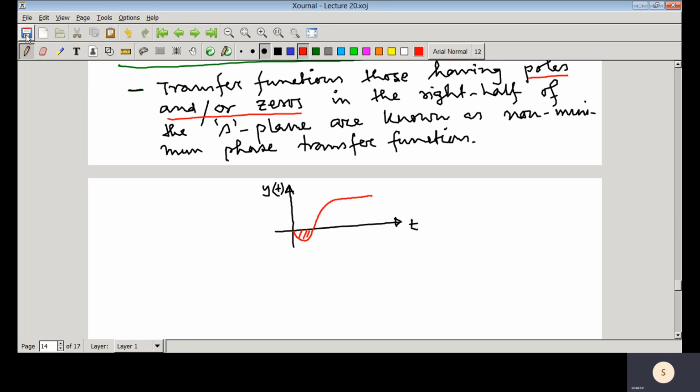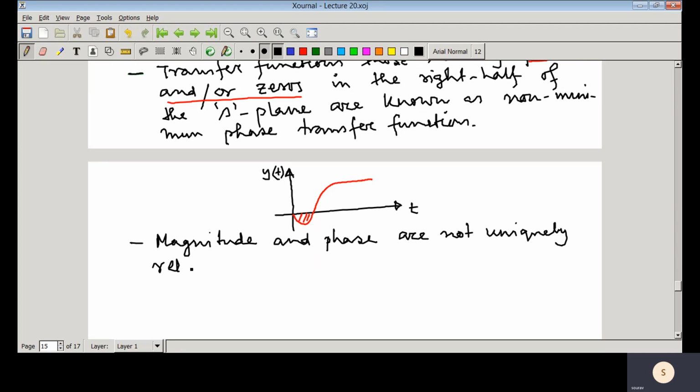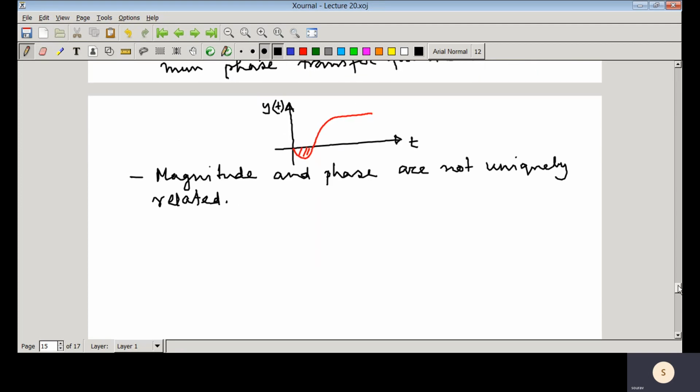Now we will see why it is called a non-minimum phase system. The most important thing is that magnitude and phase are not uniquely related. This thing we will be discussing now. What is the meaning of that?